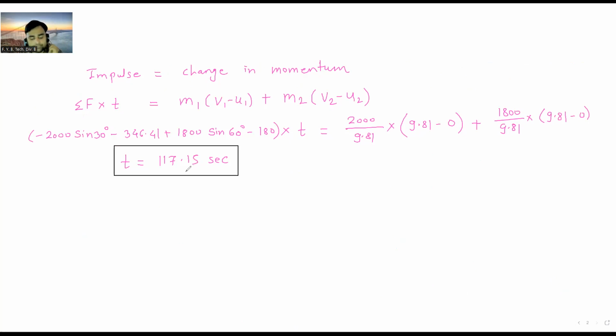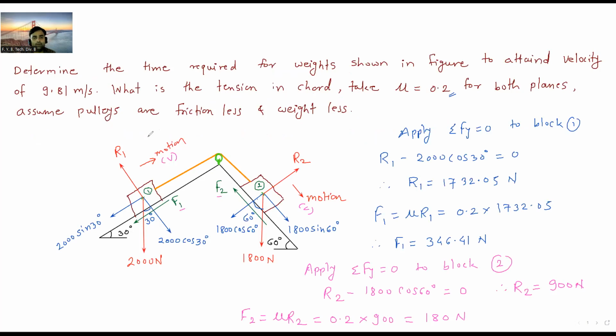This is the time. Now, what is the second thing we need to find out? The second thing they have asked us is, what is the tension in the cord? This cord is a single string, also called a cord or string or rope. So consider the free body diagram of any of the blocks and apply the same impulse momentum equation so that you will get the tension. So we will consider the FBD of this 2000 Newton block.